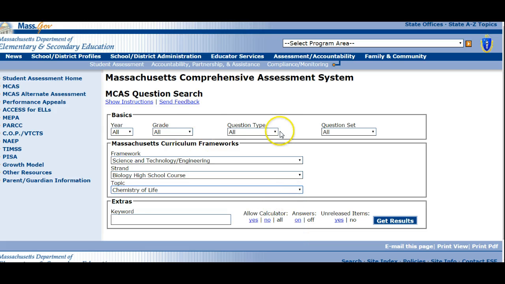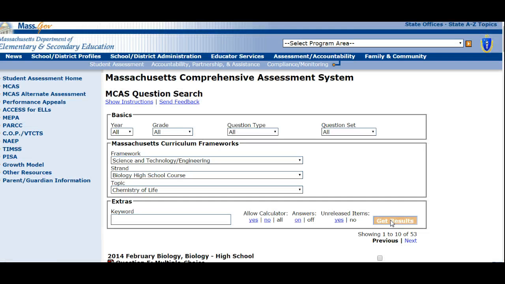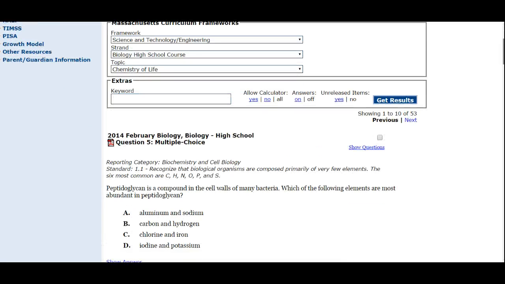And I'm going to leave question type all, but I could pick multiple choice or open response. And those are the only two choices we have for bio. Okay, so then get results. Okay, so down we go.